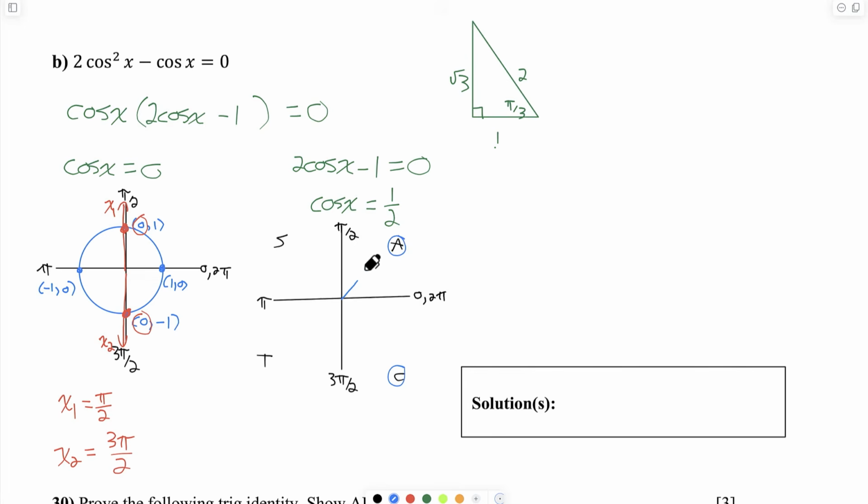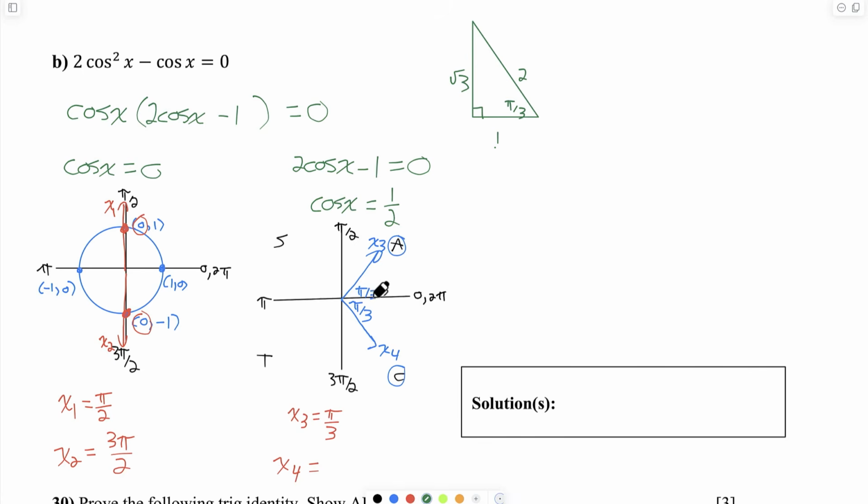Cosine's positive in quadrants 1 and 4. So there's going to be a terminal arm in both of those quadrants, and both of those terminal arms I know are going to have the same reference angle. I'll call this answer 3, and I'll call this one answer 4. And they both have a reference angle of pi over 3 again. And then I'll calculate their principal angles. In quadrant 1, it's just equal to pi over 3.